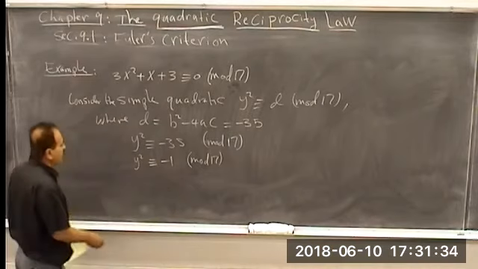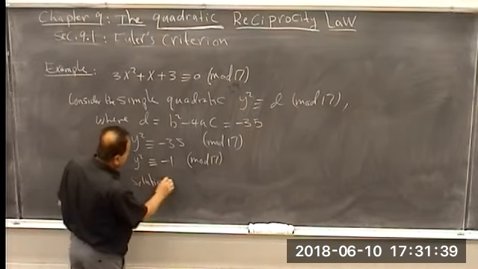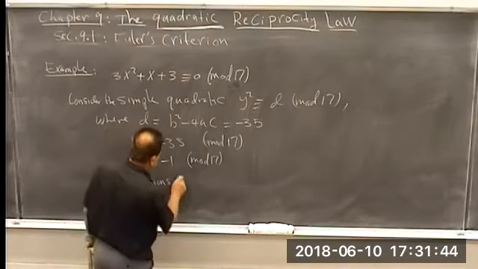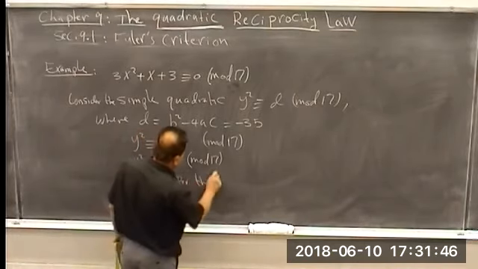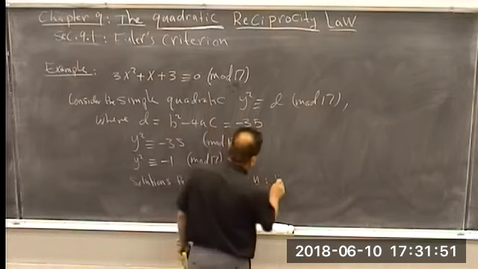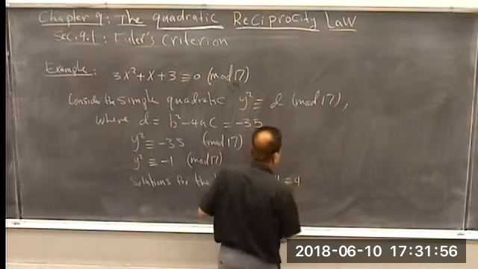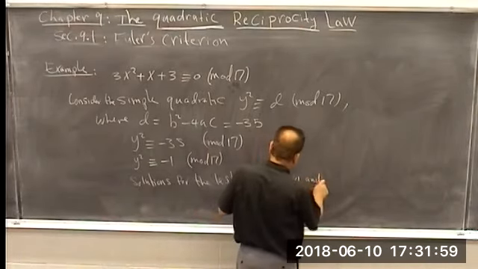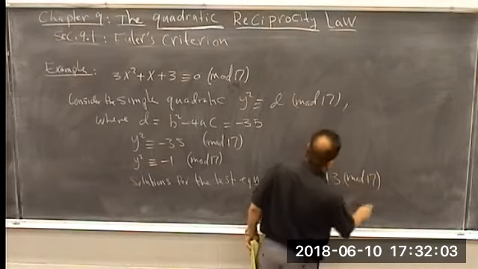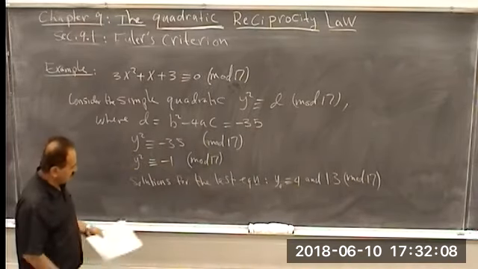Now, solutions for the last equation, and again, we're going to basically do trial and error here. The solutions are going to be y sub 0 congruent to 4, and 13. So these are the two incongruent solutions mod 17. These are not congruent to each other.